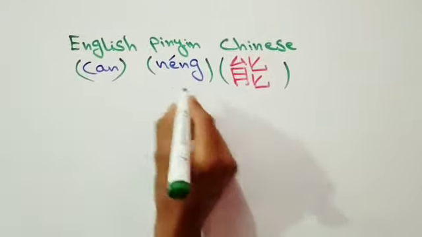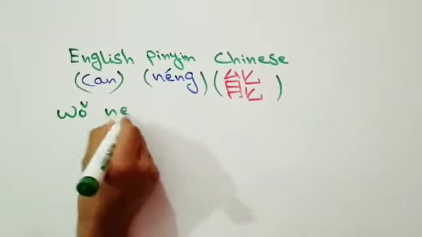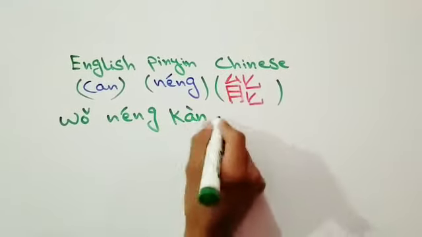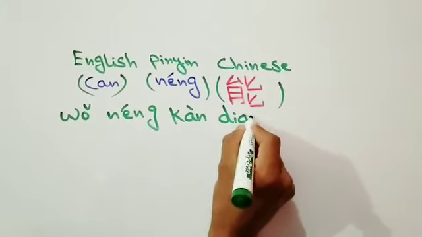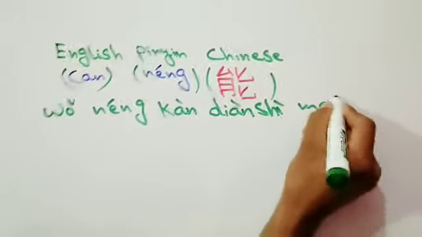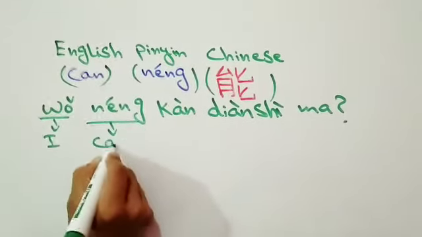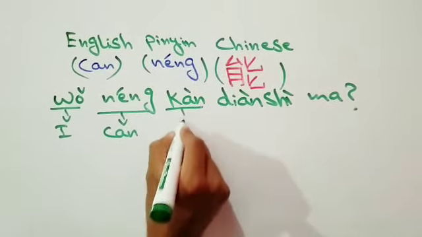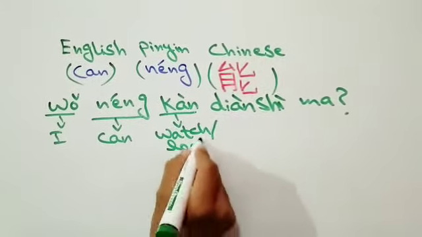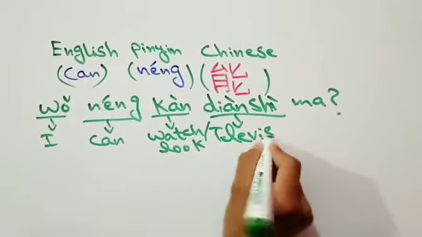How to use the word nang in a Chinese sentence? So let's start. 我能看电视吗? The word 我 means I, and the word 能 means can, and the word 看 means watch or look, and the word 电视 means television.